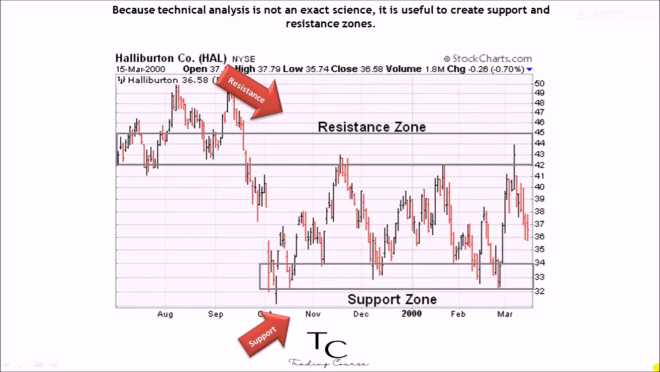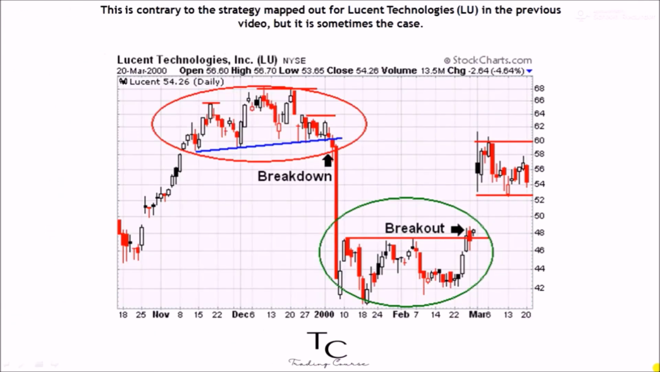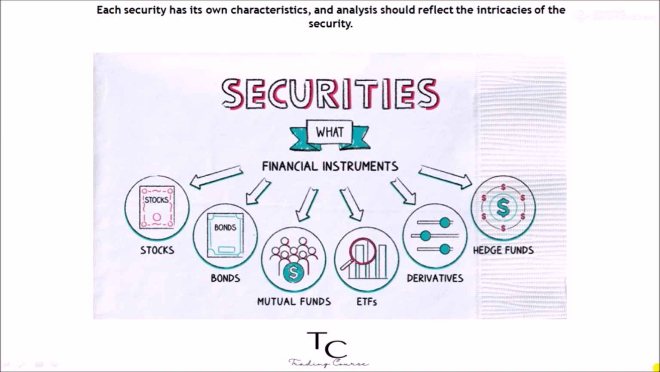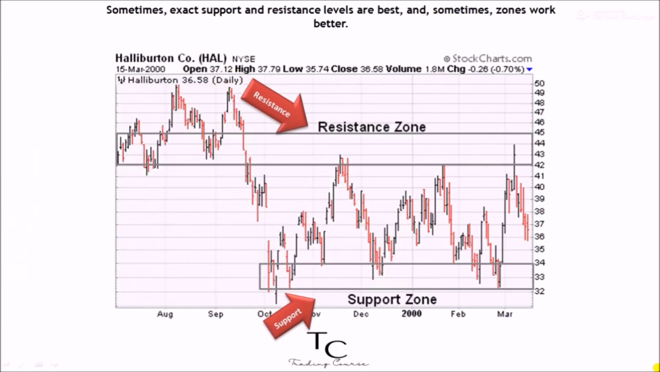Because technical analysis is not an exact science, it is useful to create support and resistance zones. This is contrary to the strategy mapped out for Lucent Technologies, LU, in the previous video. But it is sometimes the case. Each security has its own characteristics, and analysis should reflect the intricacies of the security. Sometimes, exact support and resistance levels are best, and sometimes, zones work better.